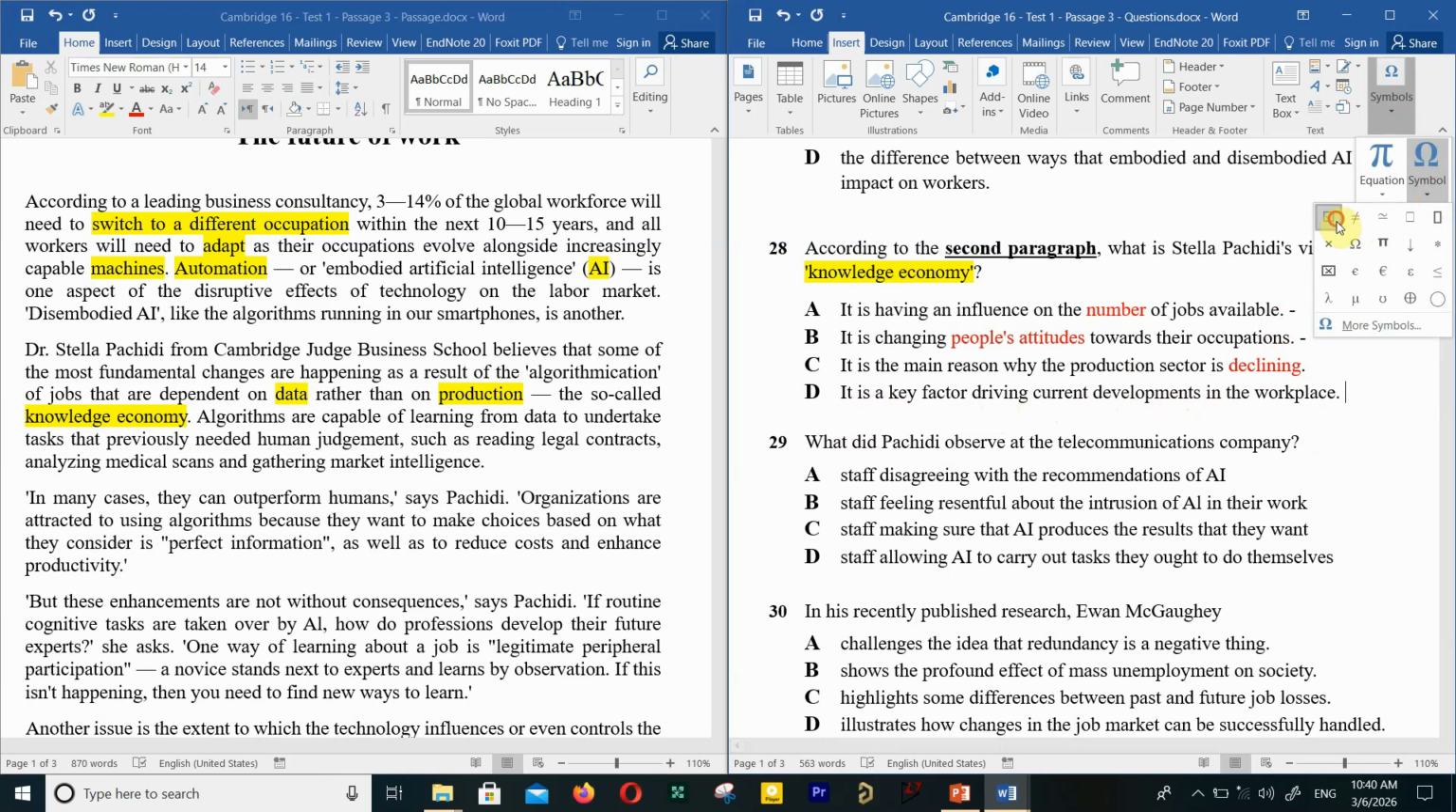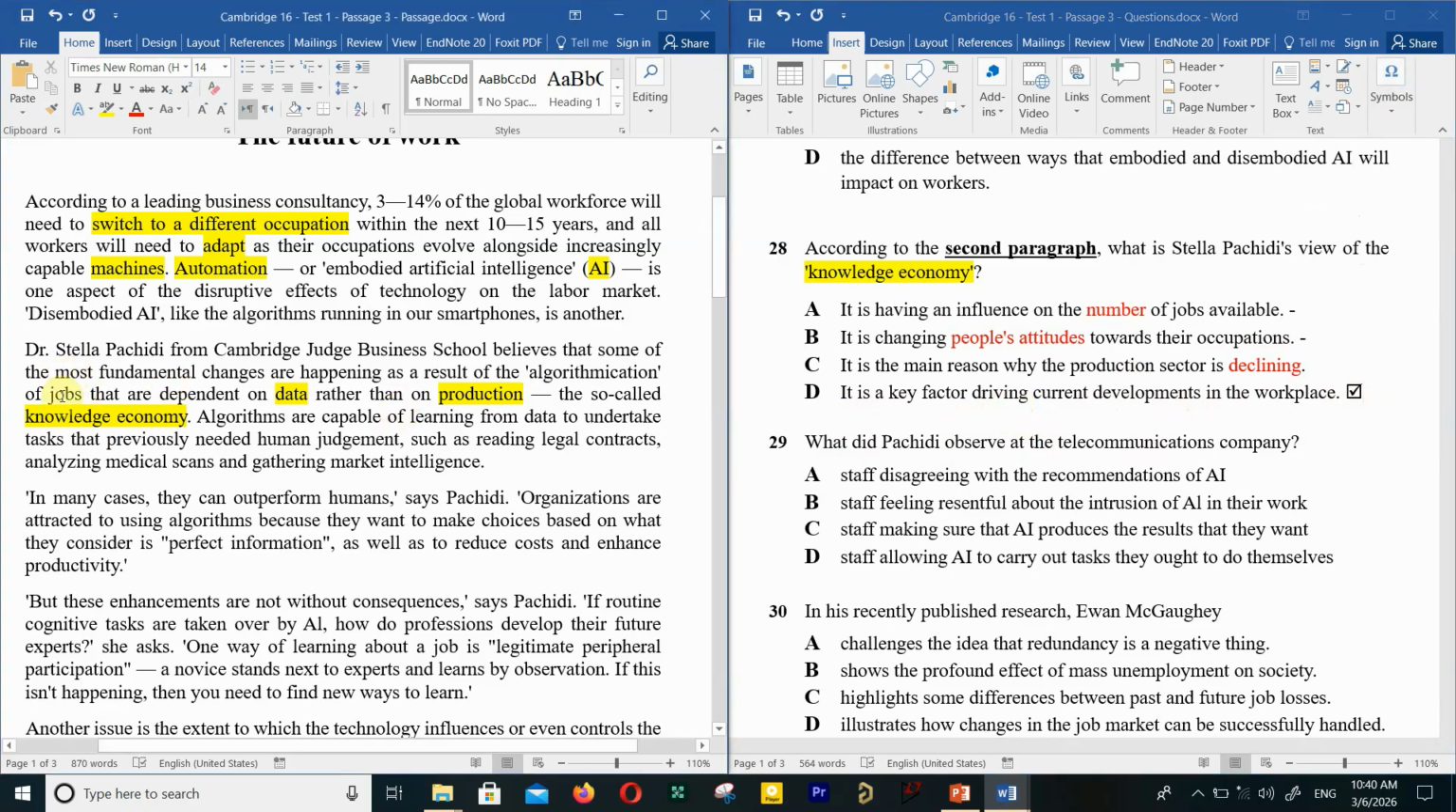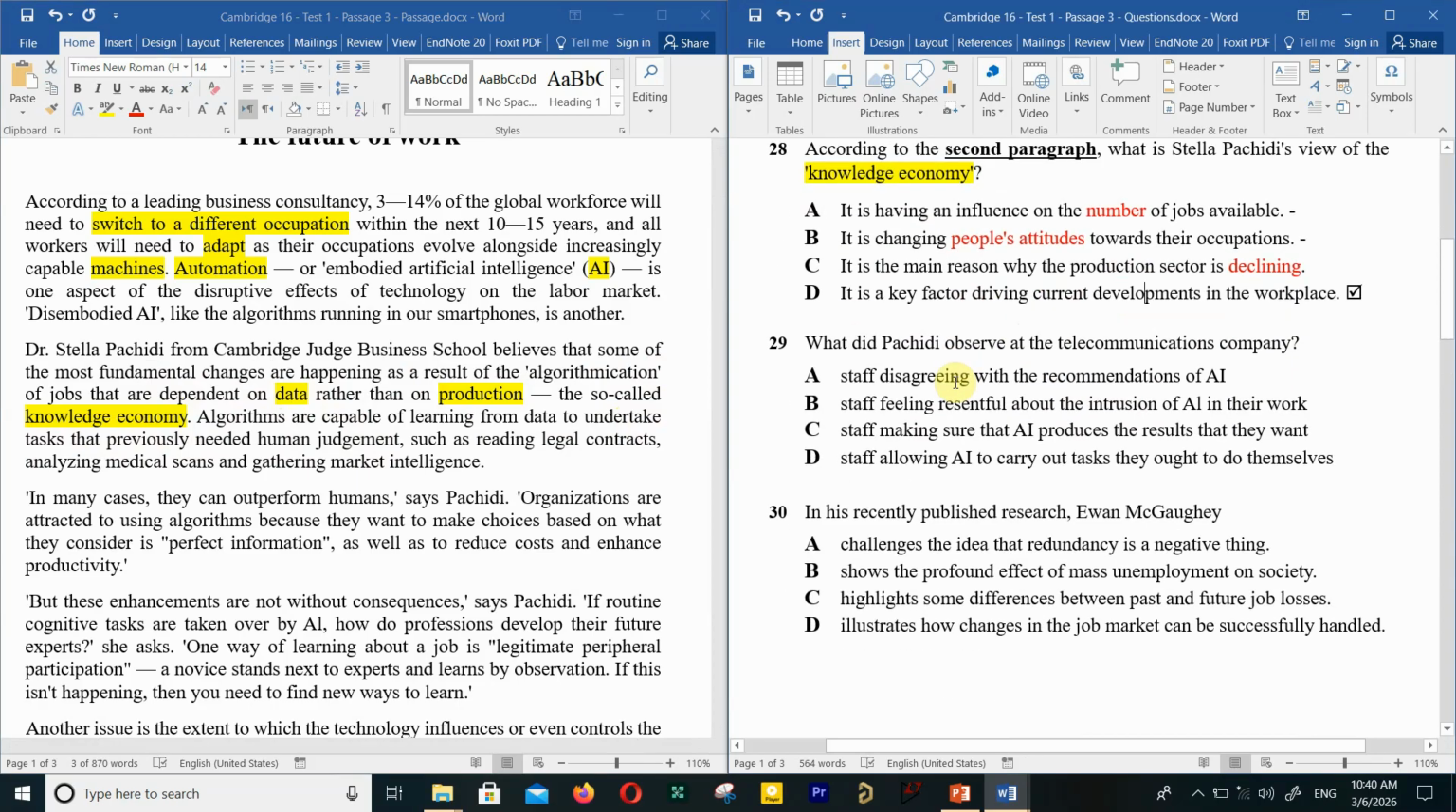And why is this the right answer? Because here it says that the most fundamental changes are happening as a result of algorithmication. So this is a key factor. Dependent on data rather than production, and this algorithm is capable of learning from data to undertake tasks that previously needed human judgment. So it's about the current development in the workplace. So option D is the right answer.